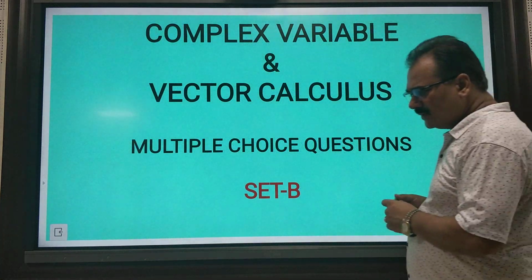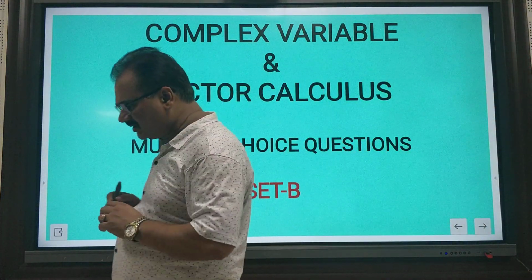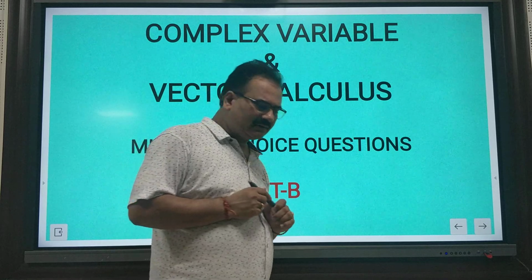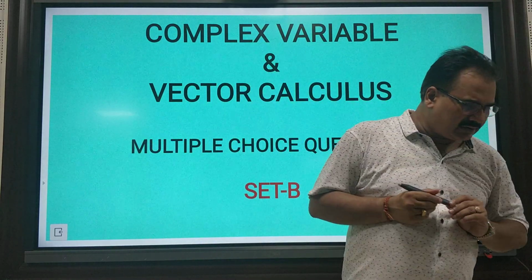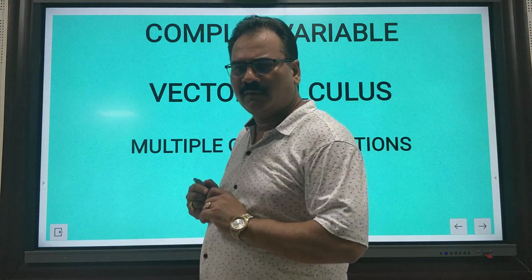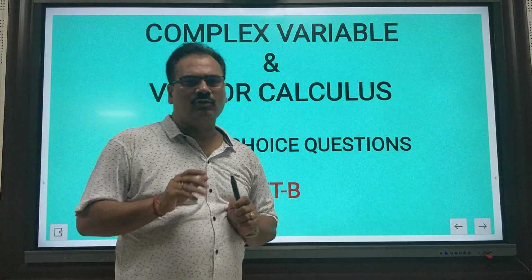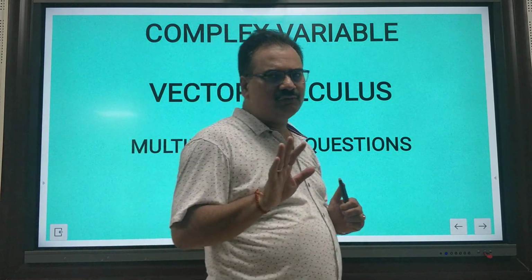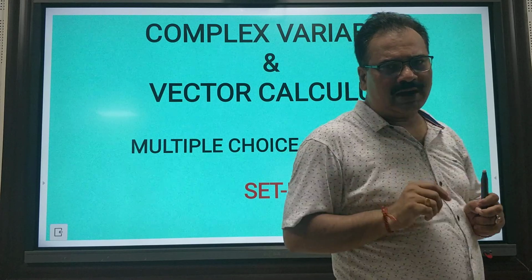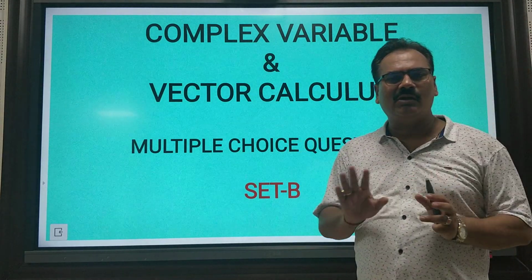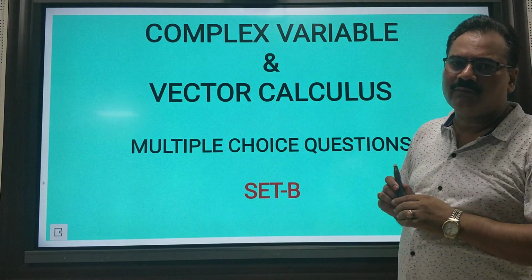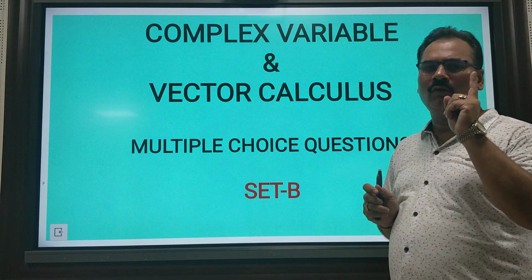Good morning, students. Now let us look at Set B of the test series of complex variable and vector series. As discussed earlier, we have given 12 questions and students can choose any 10 questions of their own choice. Every question has equal weightage of marks, and out of 4 options you have to select any one option.